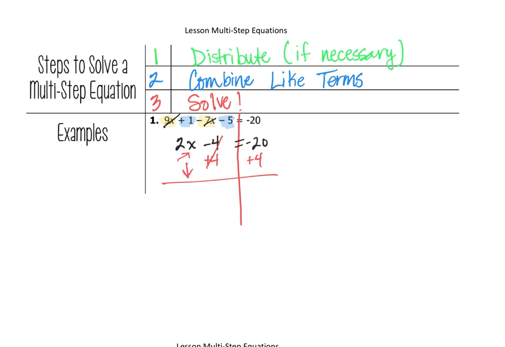So we bring down our 2x that we haven't used, and negative 20 plus 4 is negative 16. Almost always dividing is our last step. So we're going to finish this up by dividing both sides by 2. So we have x equals negative 8. And how do I know I'm done? My x is isolated, it's by itself, and the number's on the opposite side of the equal sign.